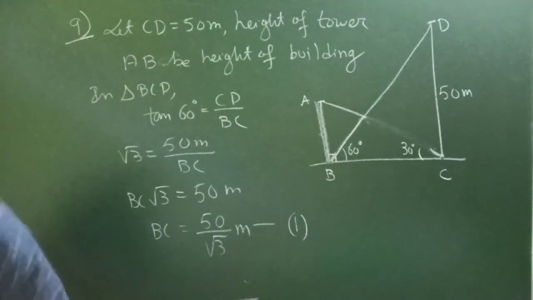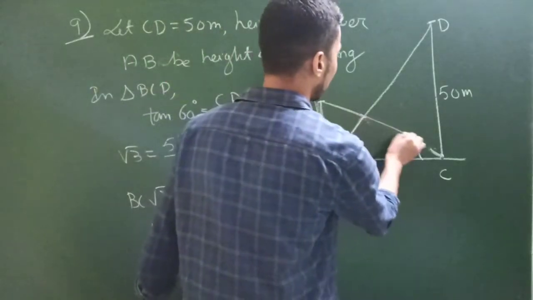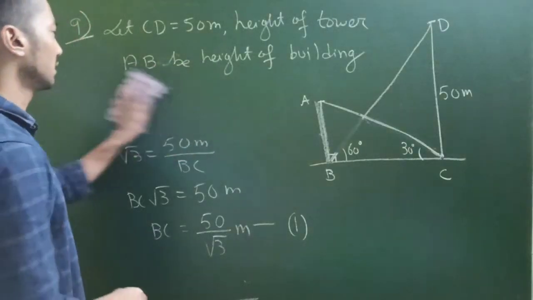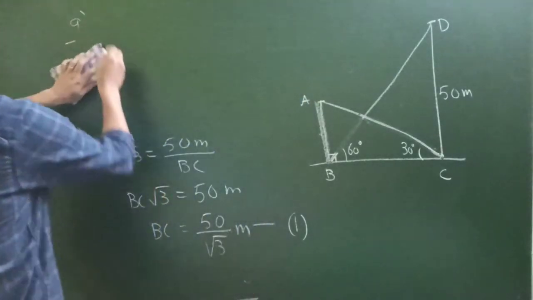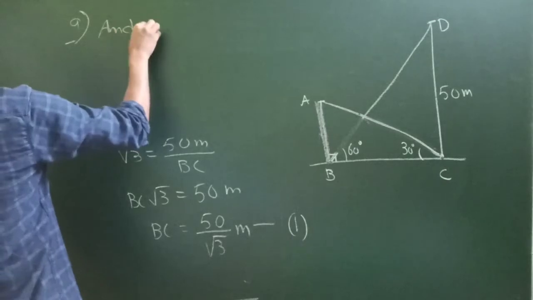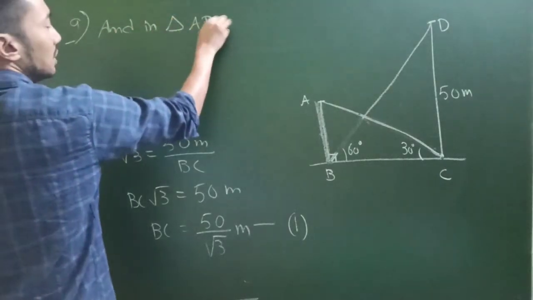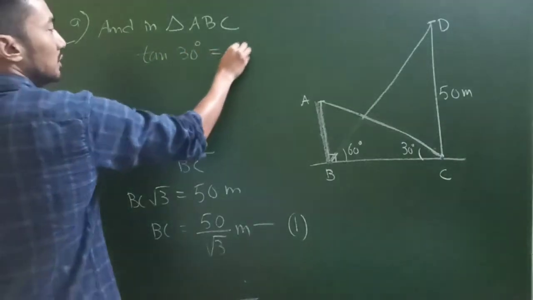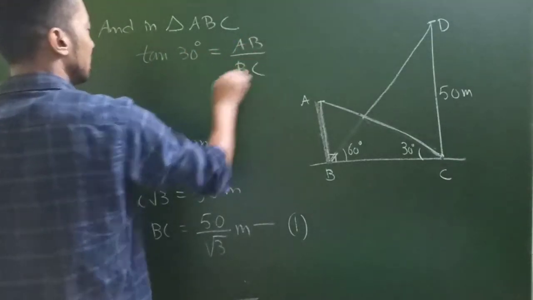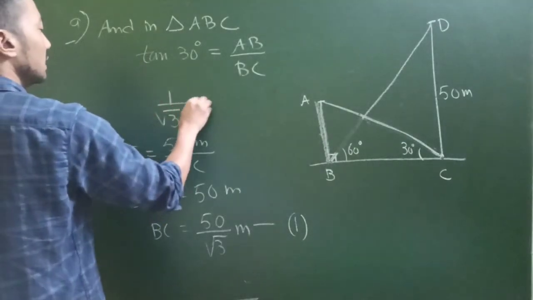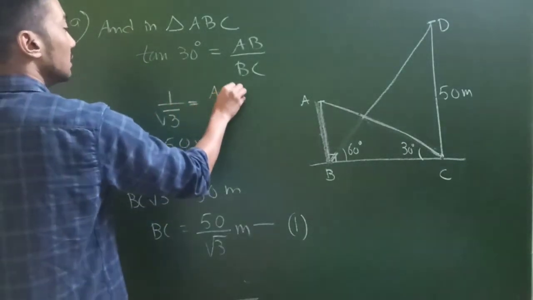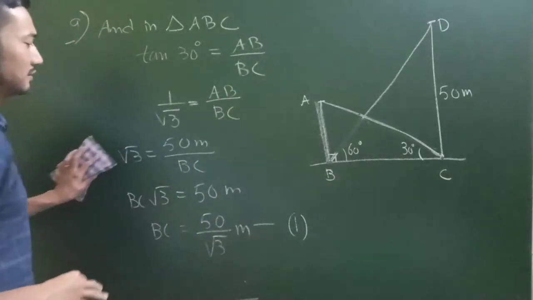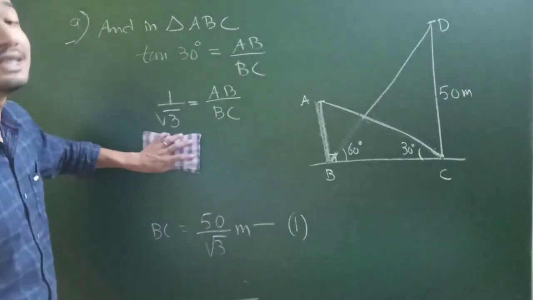Now let's shift our focus to the other smaller triangle, triangle ABC. In triangle ABC, tan of 30 degrees will be equal to AB by BC. Tan 30 is 1 by root 3. AB we have to find out. BC we got, but I'll keep this for now for easier calculation.